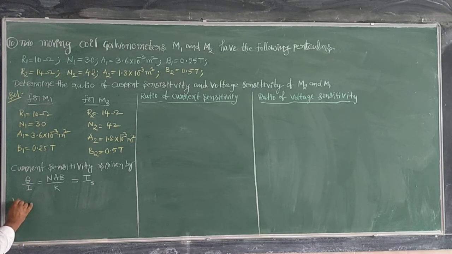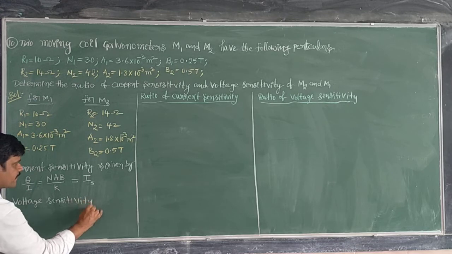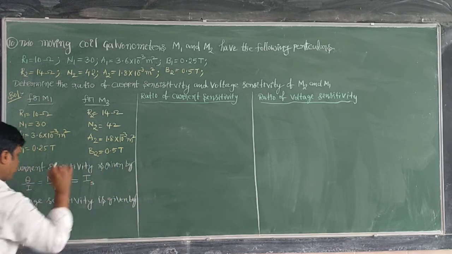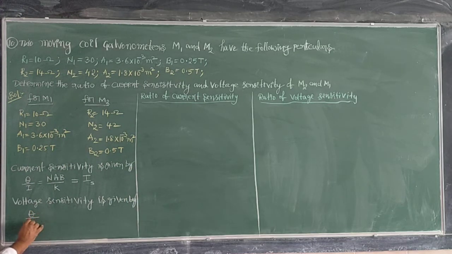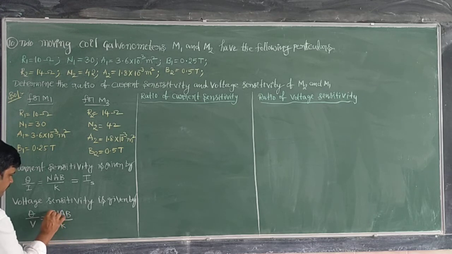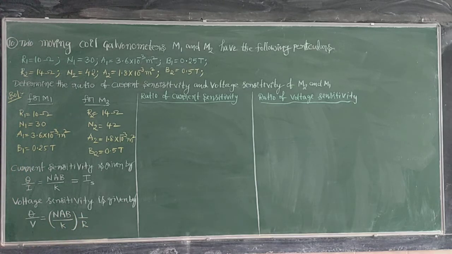Next, in a similar way, the voltage sensitivity of the moving coil galvanometer is given by theta divided by voltage. Deflection for current is current sensitivity, deflection for voltage is voltage sensitivity. It is nothing but NAB divided by K into 1 by R. Okay, now these two are there.